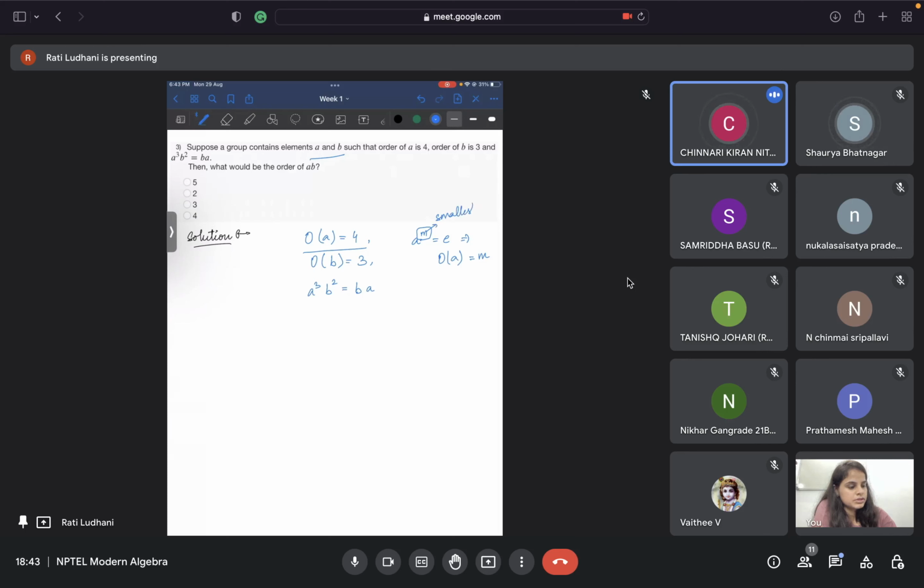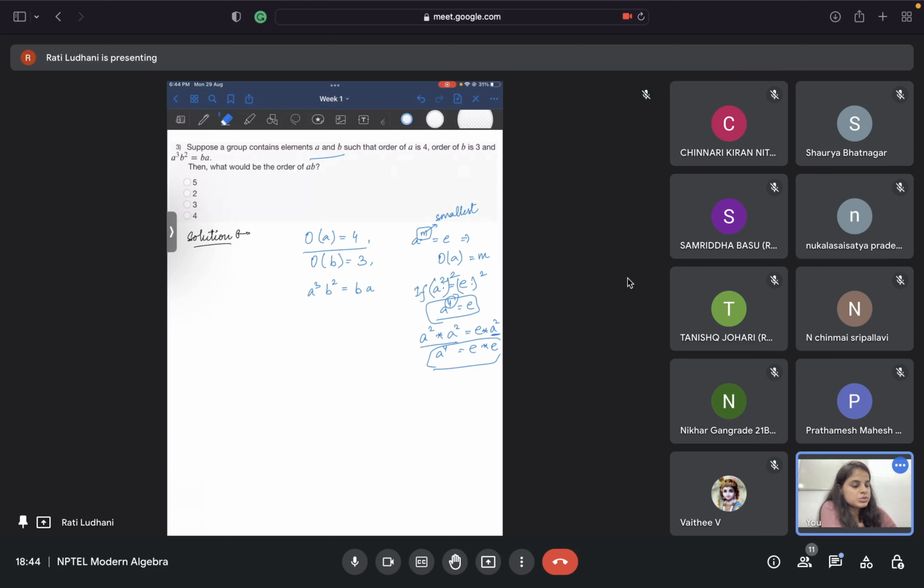This should be smallest. Because if A square is equal to E, then A raised to power 4 will again be identity, because you can multiply by A square on both sides. A square multiplied by A square, E multiplied by E, and that is identity. This is A raised to power 4. So as you can see, it is true for 2, it should be true for 4. Because uniqueness is required, order is unique, so you should have this property. It should be the smallest positive integer.